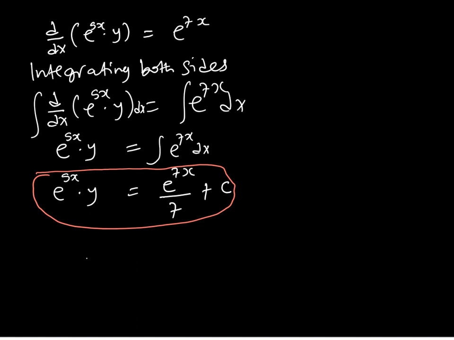The equation dy by dx plus 5y is equal to e to the 2x. That's now the solution. We have done it by the integrating factor.